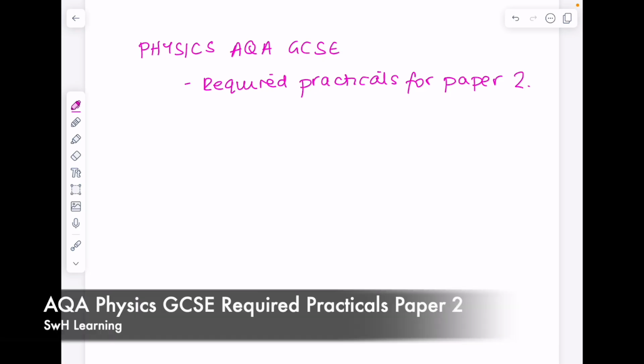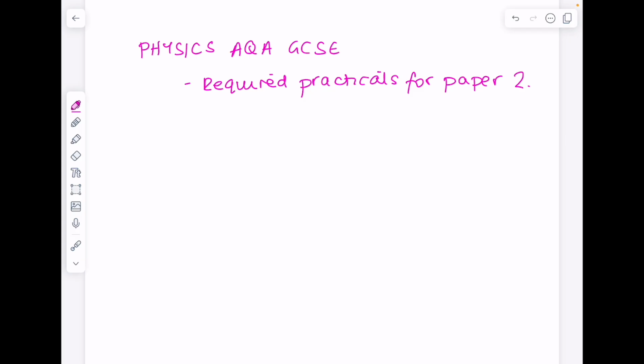This is a Physics AQA GCSE video, and it's all about required practicals for paper 2. We'll be going through both the content as well as past paper questions.